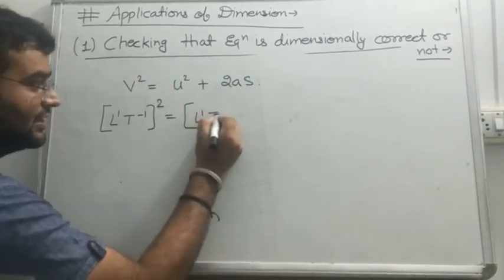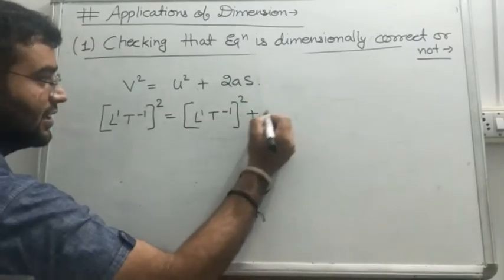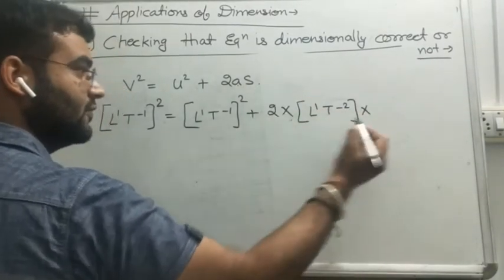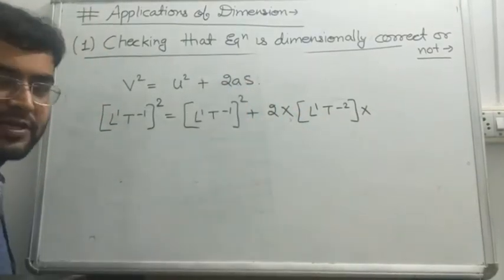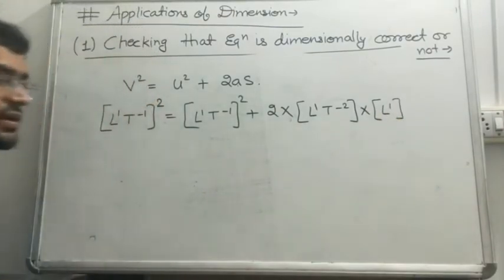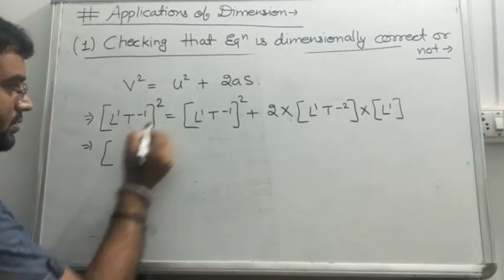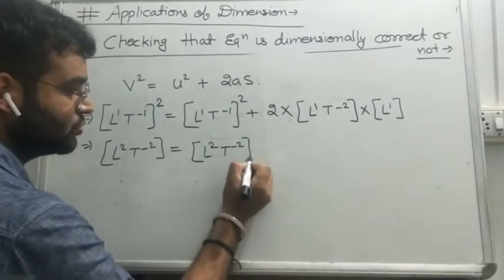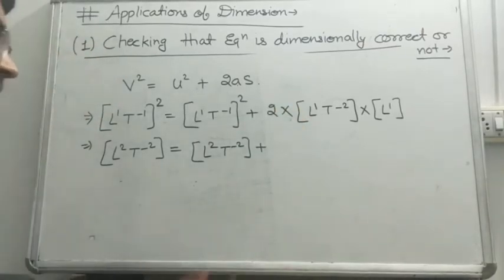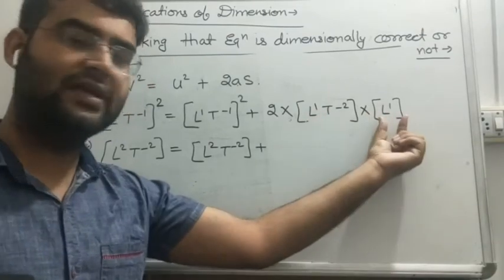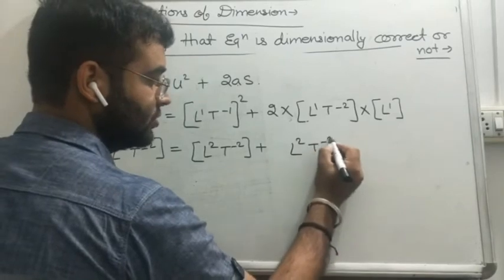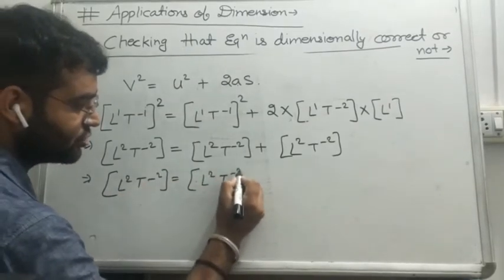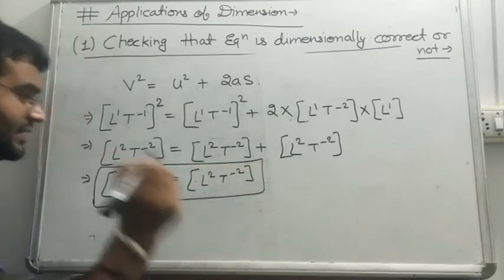For u, you can use L1 T minus 1 square. Then again, plus 2. Dimension of a, that is L1 T minus 2, and in 2as, here s represents the displacement, the dimension of displacement is L. So write down power 2, it means L2 T minus 2. Then again L2 T minus 2, then again 2 is a dimensionless quantity, then L2 T minus 2. So the same thing, L2 T minus 2 is equal to L2 T minus 2. It means this equation is dimensionally correct.